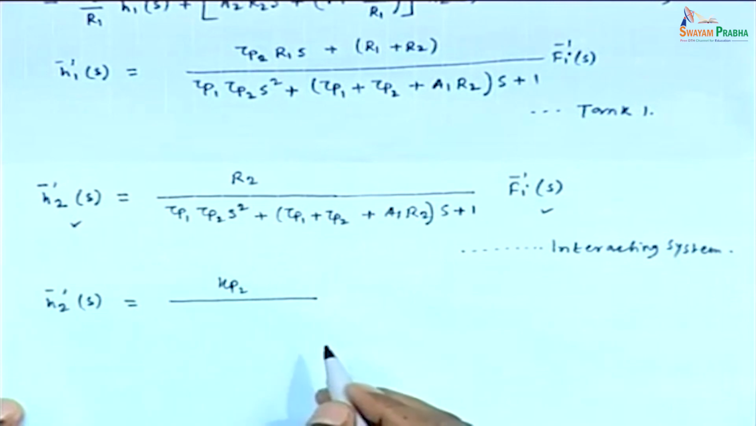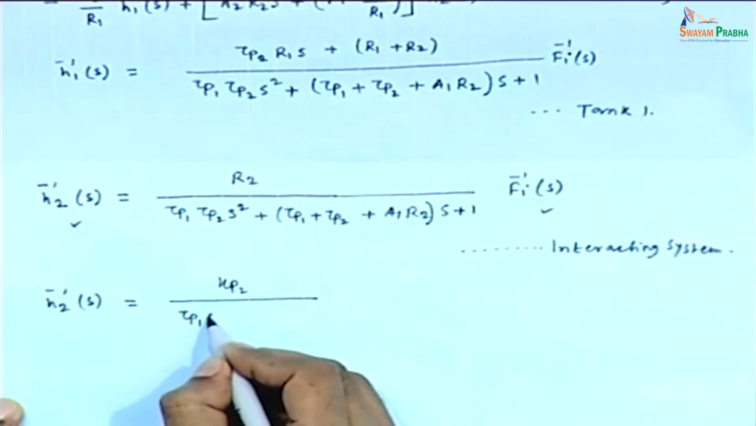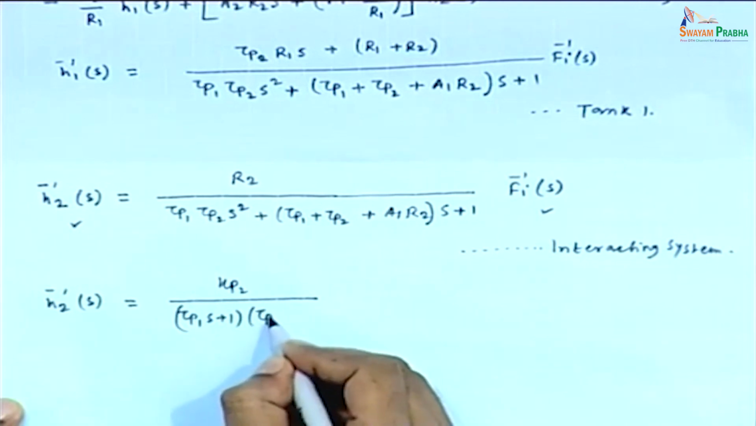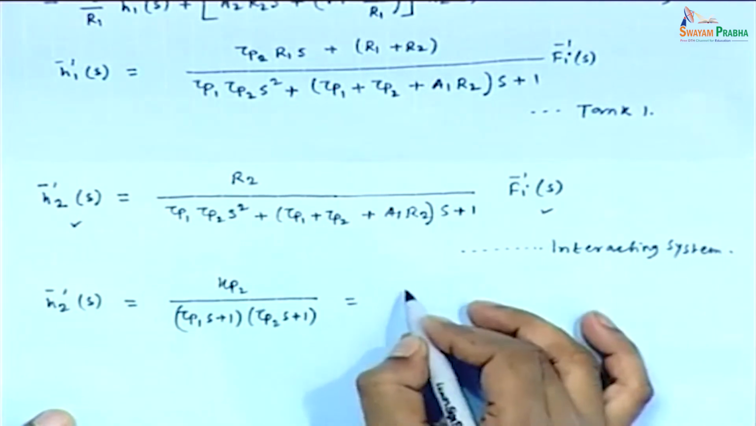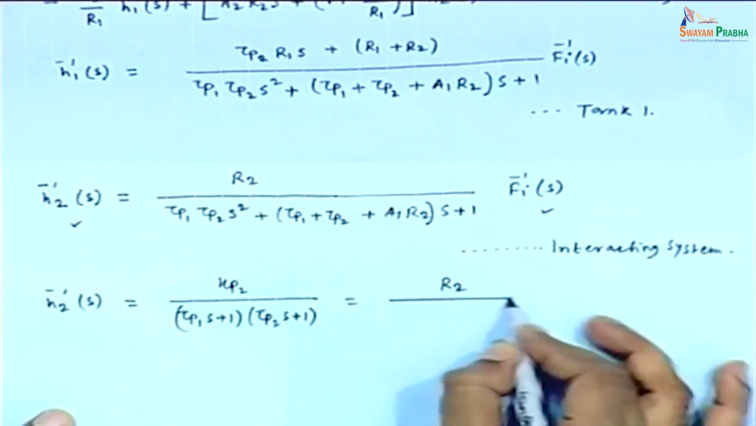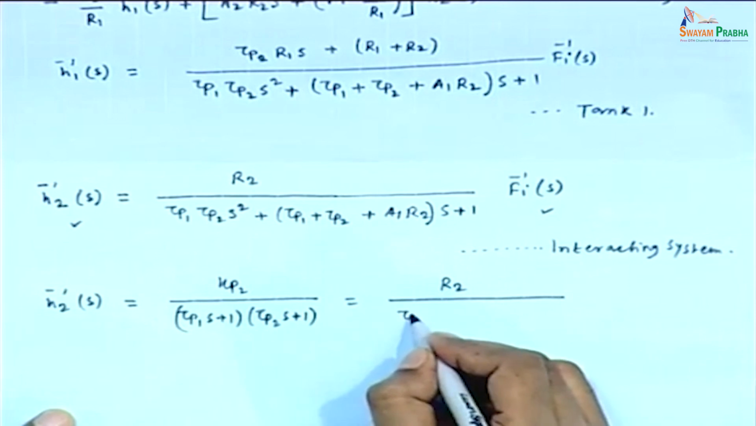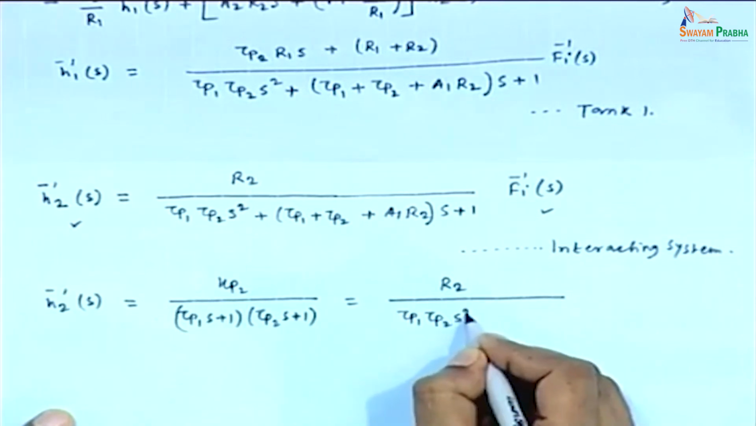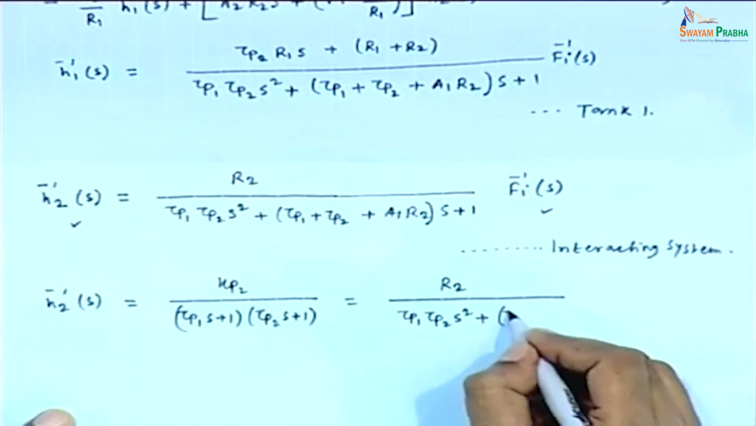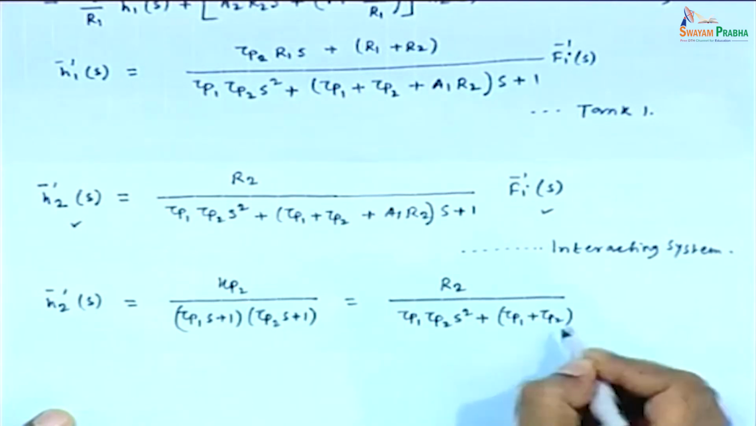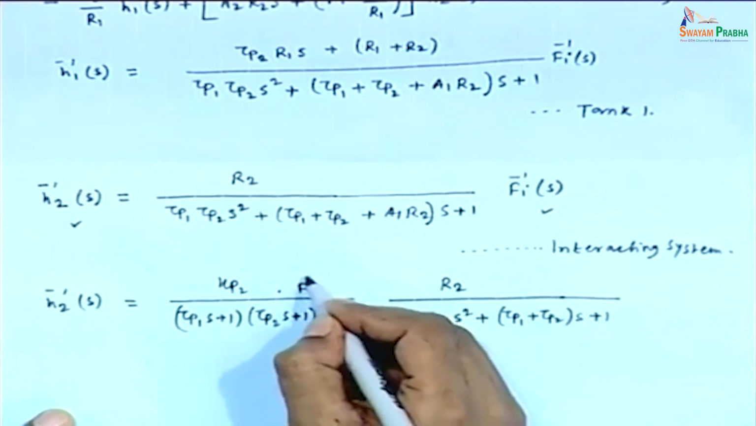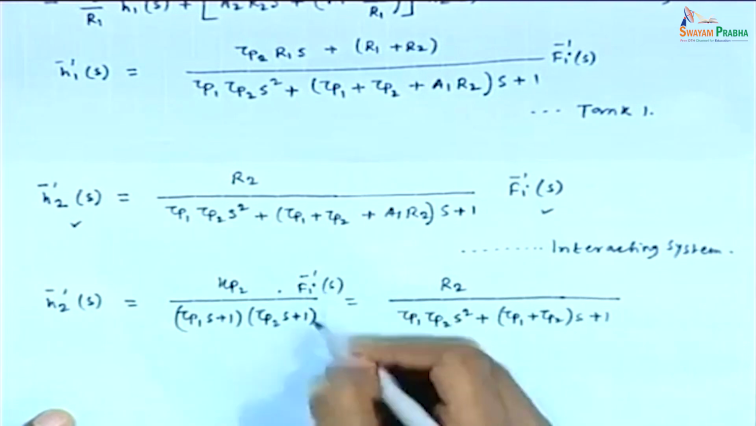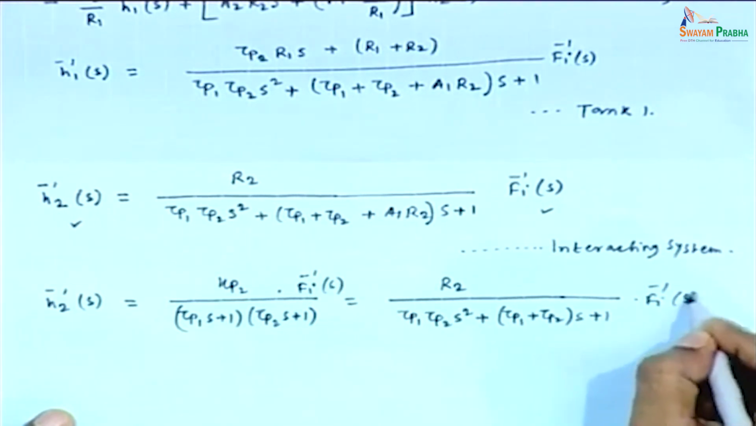the overall transfer function in this form: Kp2 divided by (tau P1 S plus 1) multiplied by (tau P2 S plus 1), just as we obtained before this discussion. So, we can write this as R2 divided by tau P1 tau P2 S square plus (tau P1 plus tau P2) S plus 1, multiplied with Fi bar prime S.